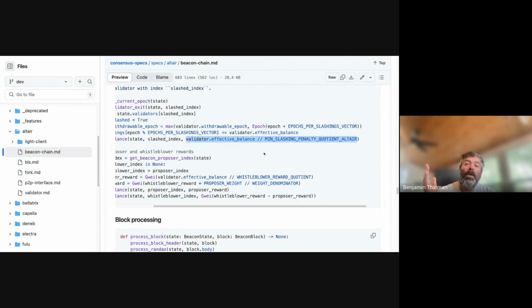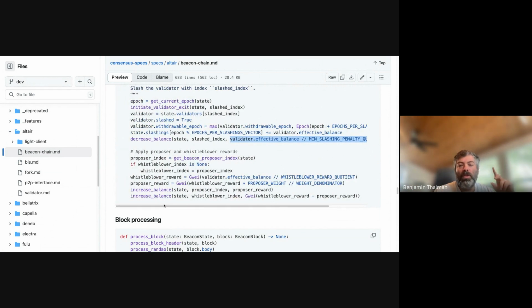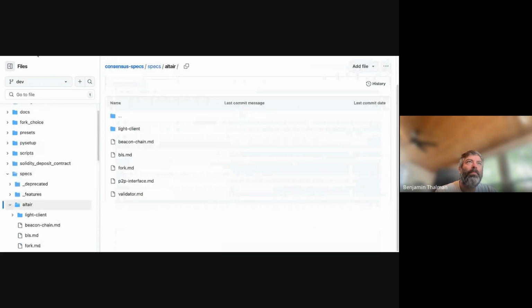So we went from a quarter of an ETH, now it's half an ETH. Because if you think about it, forget about floor division for a second. If you take 32, divide by 64, you have half. Half an ETH is taken away. So we went from a quarter of an ETH to half an ETH with Altair.